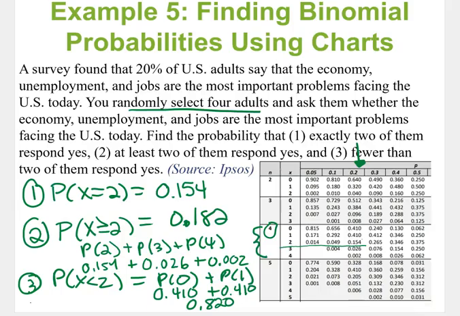All right, so notice how easy it is to use these charts. I highly recommend using them. They come in very handy. But again, remember your probability of success has to be one of the probabilities that is listed at the top of that chart.